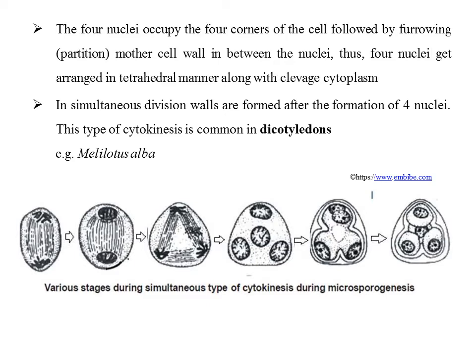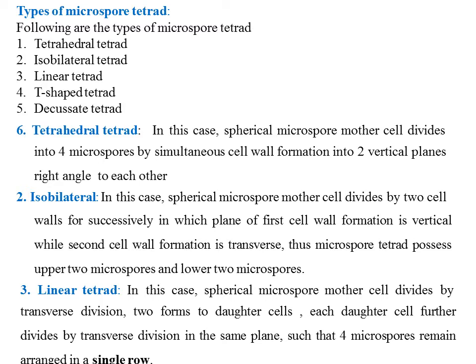Now, next, types of microspore tetrad. Following are the types of microspore tetrad. First, tetrahedral tetrad. Second, isobilateral tetrad. Third, linear tetrad. Fourth, T-shaped tetrad. And fifth, decussate tetrad.